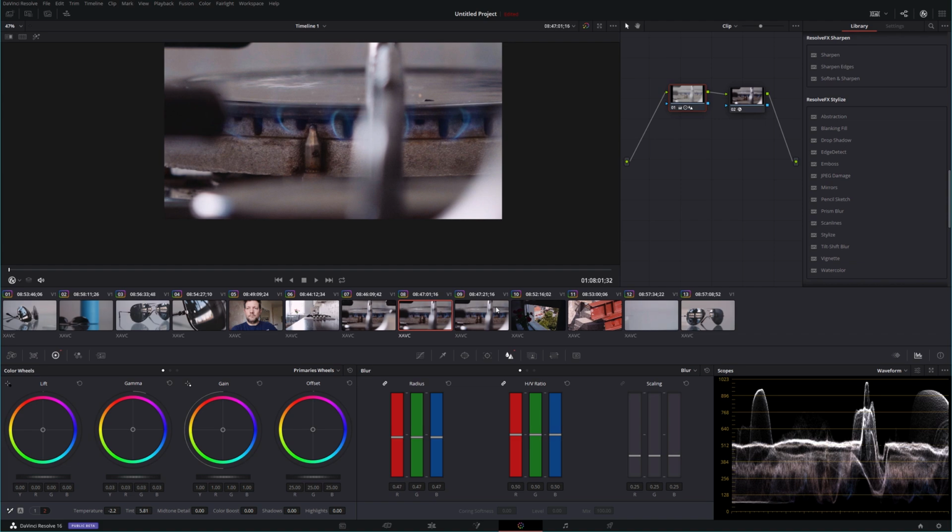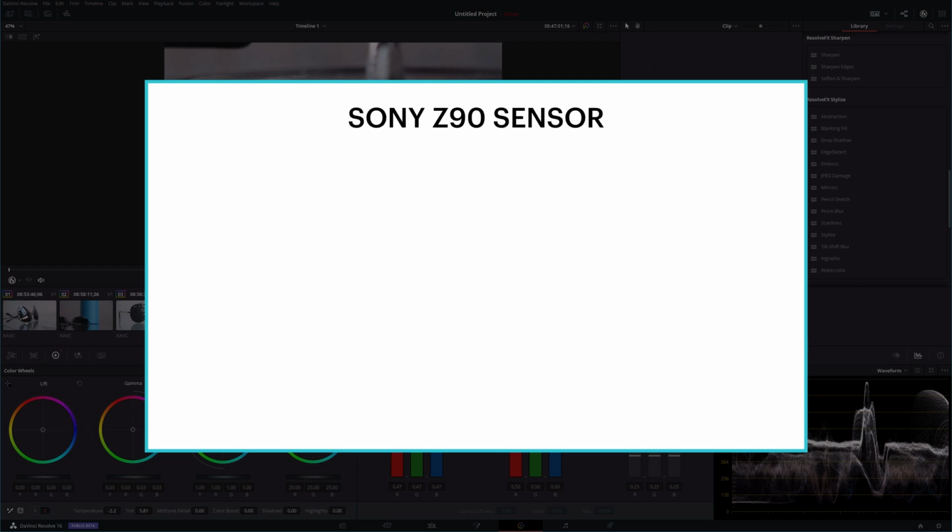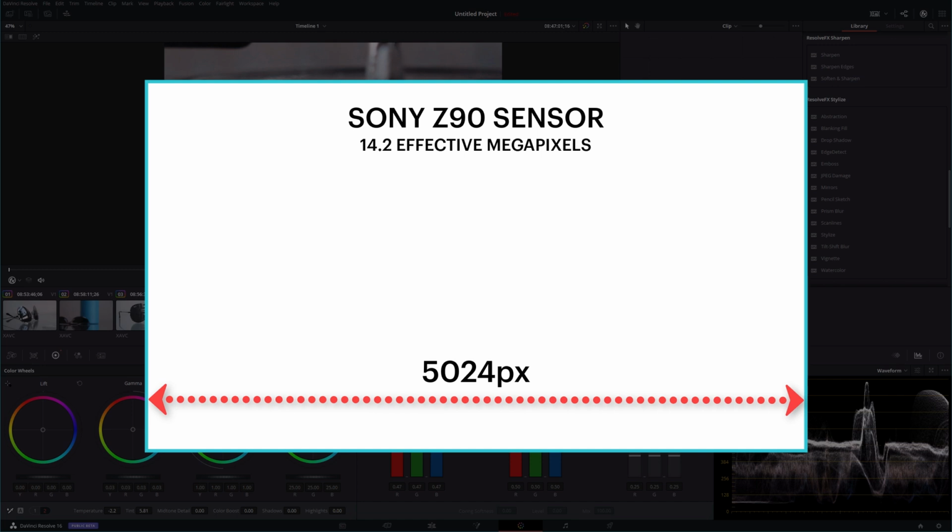So if we think about how the Z90 is done and how Sony sensors are done. In fact, lots of video sensors are done. If we just picture the effective megapixels on the Sony Z90, it has 14.2 effective megapixels, which as far as I know, assuming it's an aspect ratio of 16:9, would give it a resolution of 5,024 by 2,826 pixels. So if we put that on the screen now, there's the sensor by itself.